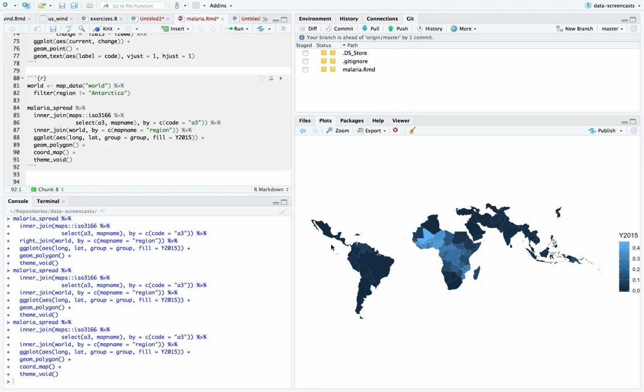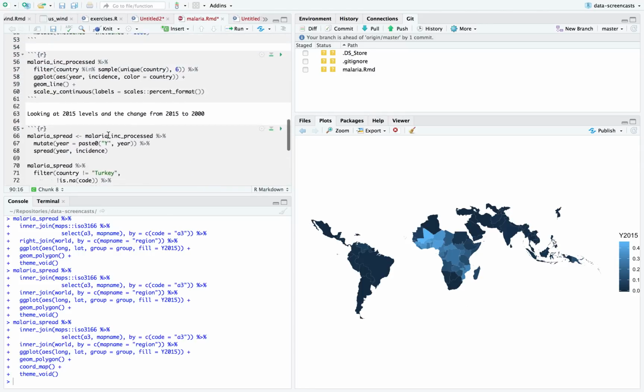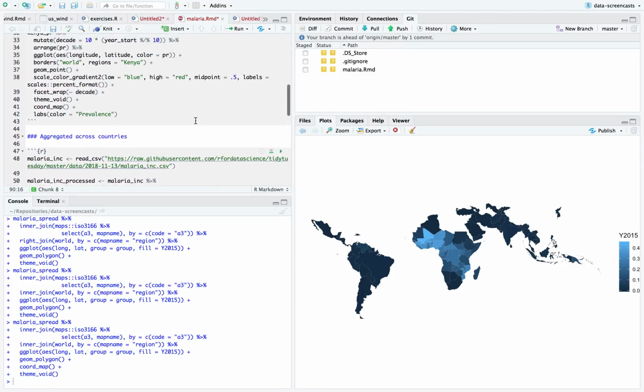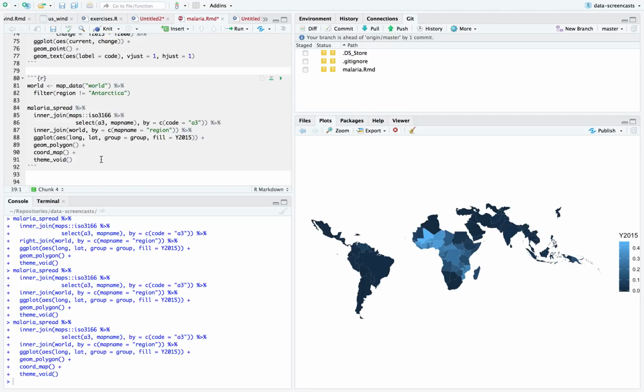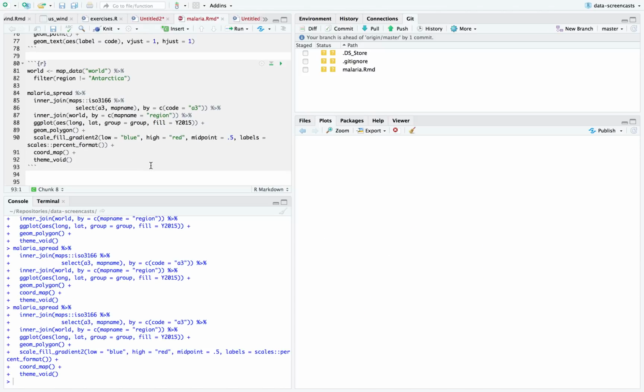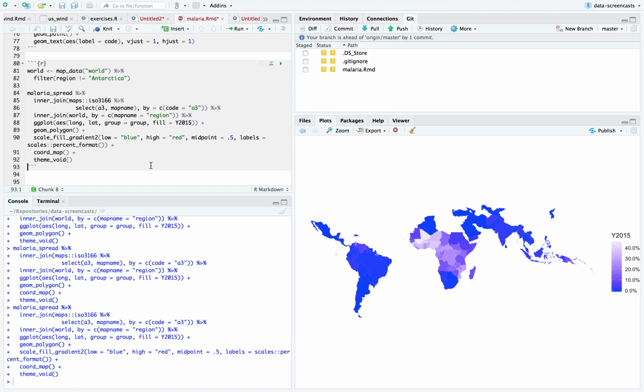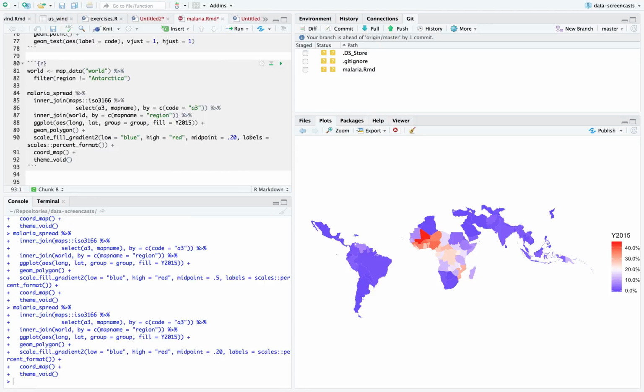All right. But here we have a graph of malaria prevalence in 2015. I'm going to want to use the same color gradient that I used earlier. I'm going to throw that in. The difference is this is now a scale fill gradient 2 instead of a scale color gradient. Okay? And the midpoint's going to need to be a little different. Usually I use about the median to be the midpoint, so like 0.20. Okay. So now we can see malaria incidence across the world in 2015.